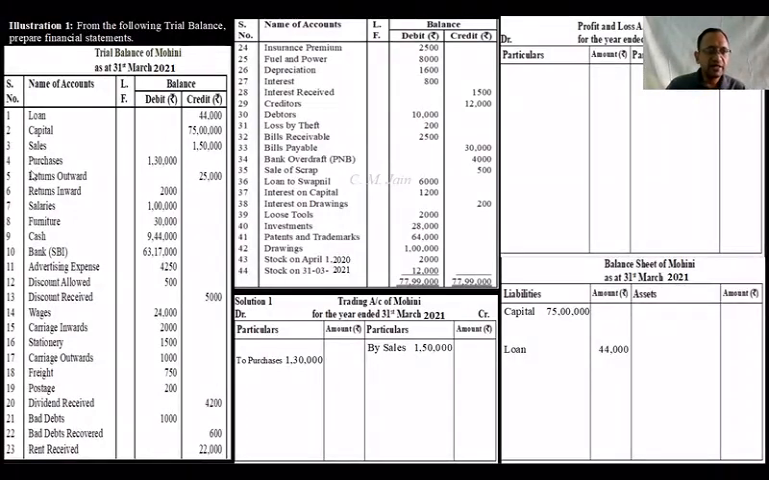Then we are given returns outward. Returns outward means purchase return. So this will be subtracted from the amount of purchases. So below purchases, write down returns minus 25,000 in the inner column. Put a line below 25,000, and in amount column write the net amount of purchases now, 1,05,000.